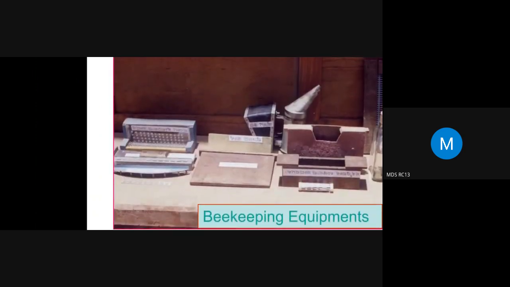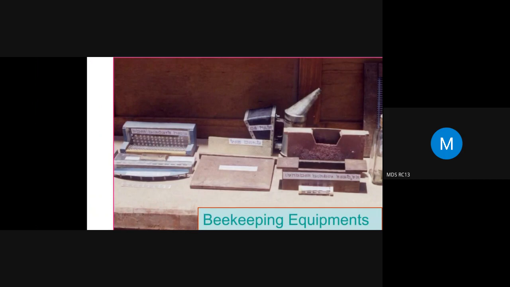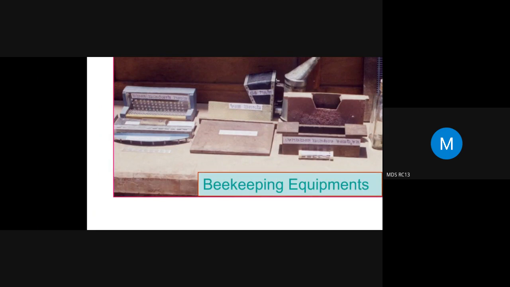The first equipment you see here is the pollen excluder. When the worker bee brings pollen, before entering the bee box, it has to pass through the holes, so that the pollen grains fall out, and the bees enter only with the honey, the nectar that has been collected.